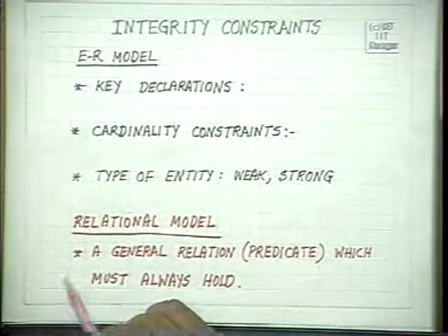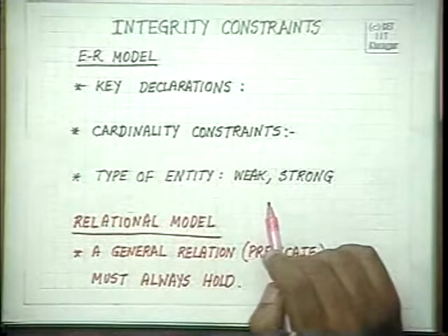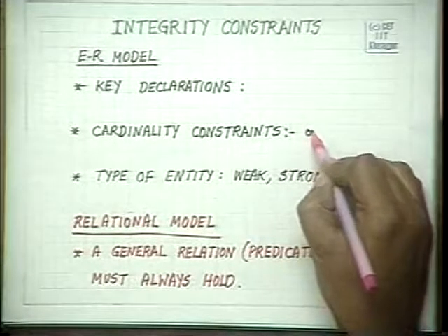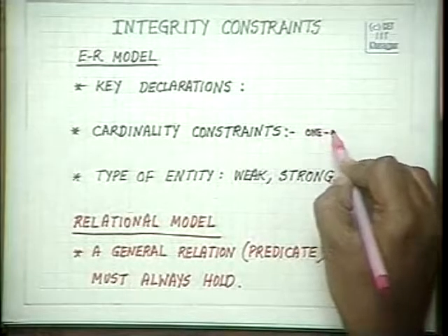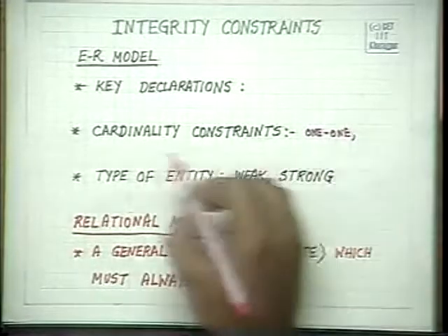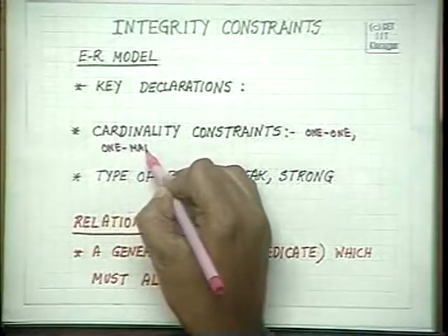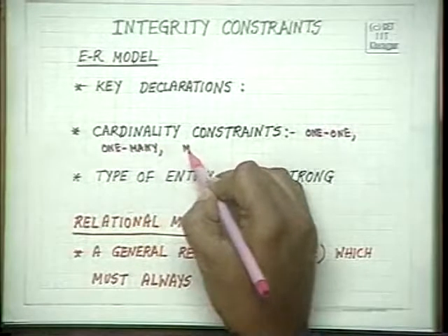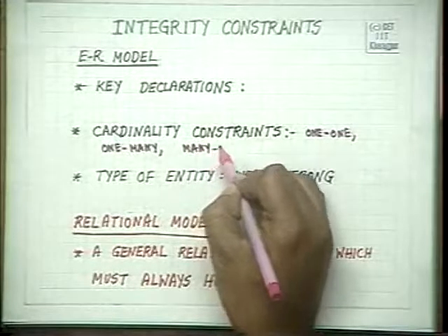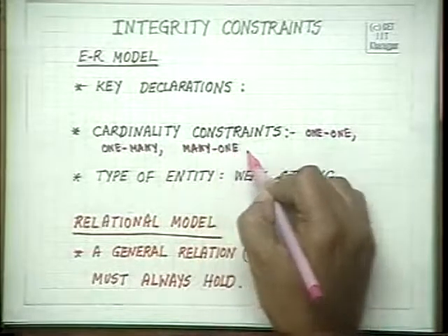The second interesting constraint which we saw was the cardinality constraint. We saw that a relation may be 1-1, a relation may be 1-many, a relation may be many-1, and a relation may be many-many.